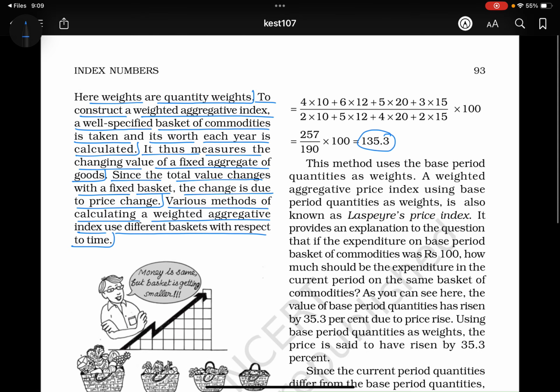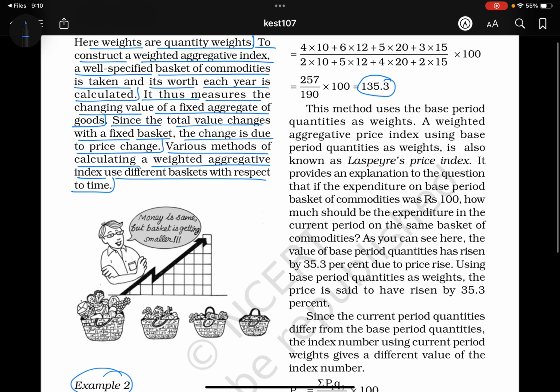इसका आंसर फॉर्मूले के बाद क्या आ जाएगा? 135.3. This method uses the base period quantities as weights. अ वेटेड एग्रीगेटिव प्राइस इंडेक्स using base period quantities as weights is also known as Laspeyres price index.